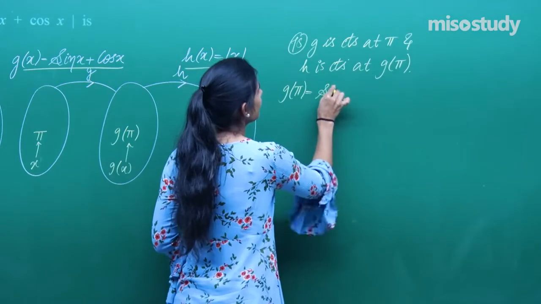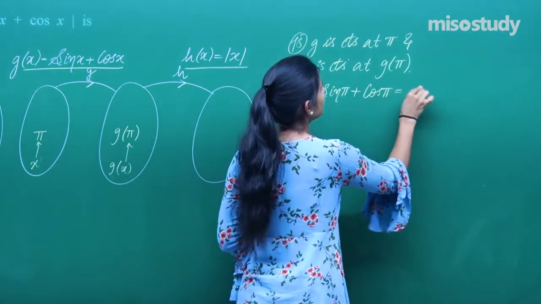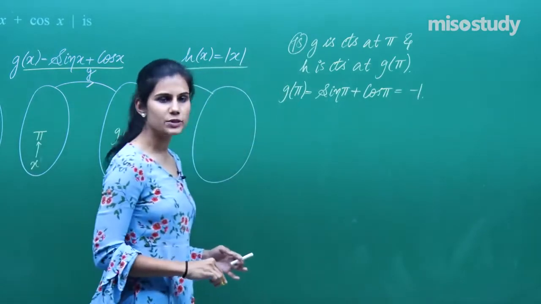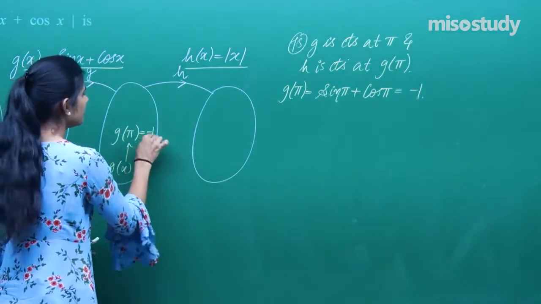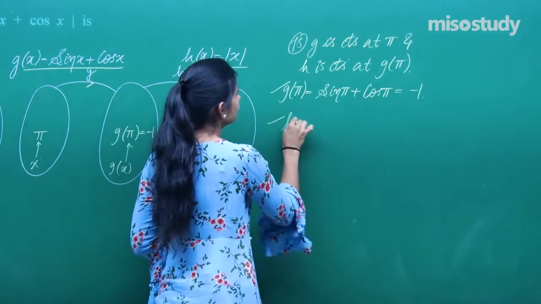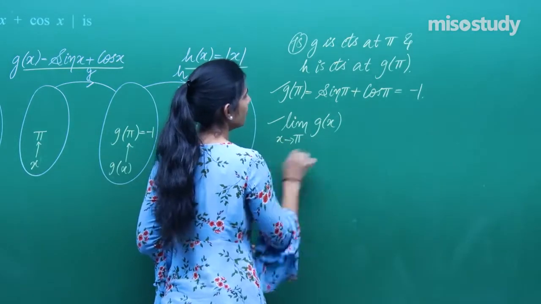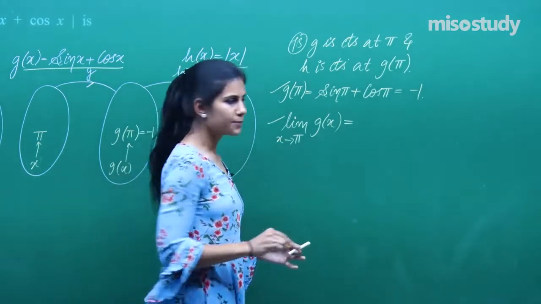First of all, what is G of pi? G of pi is sin pi plus cos pi. Sin pi is 0, cos pi is minus 1, 0 plus minus 1 is minus 1. G of pi is minus 1. Then I have to show that limit of Gx as x approaches pi is G of pi.